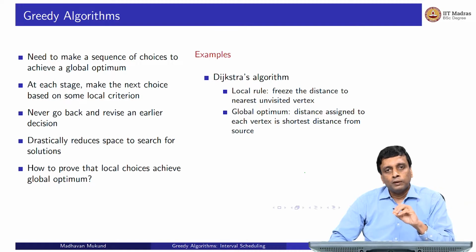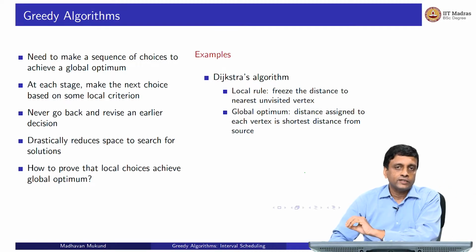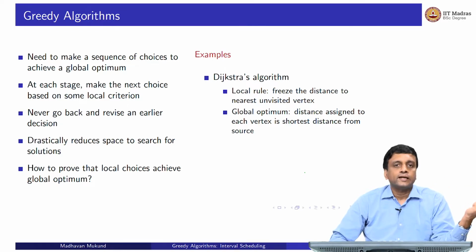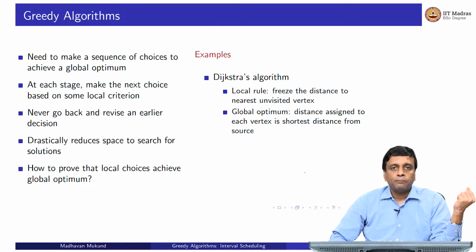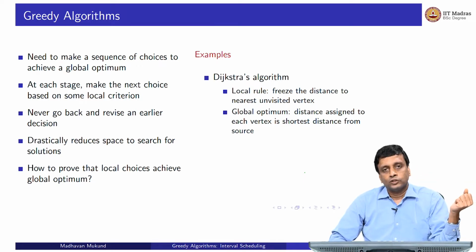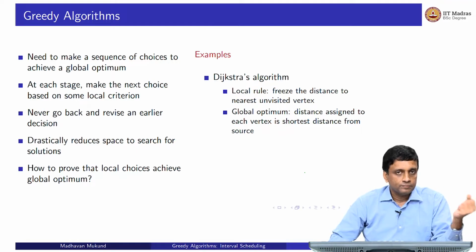So the global property that we want is the shortest distance to every vertex from the start vertex that we began with. And the greedy strategy is to locally pick the next unvisited vertex whose distance is currently the smallest. And we showed that because we don't have negative edges, you cannot find a better path later on. So for Dijkstra's algorithm, we actually proved that this works.